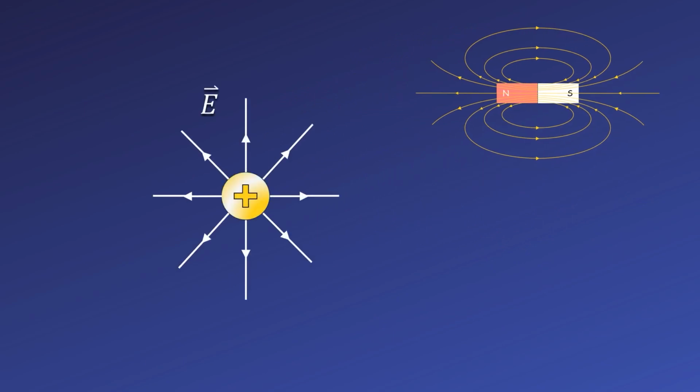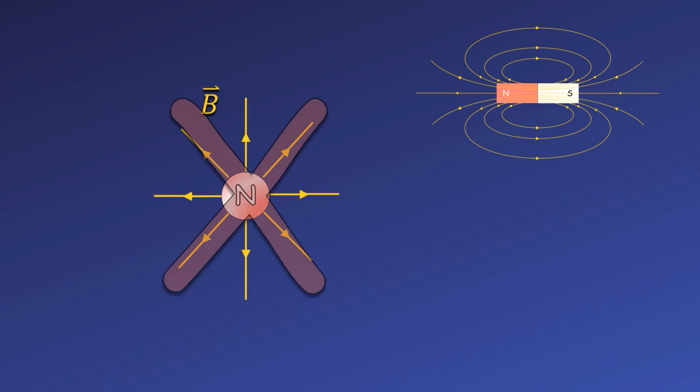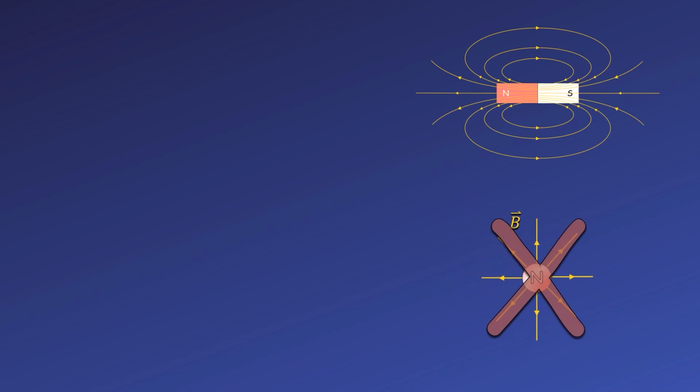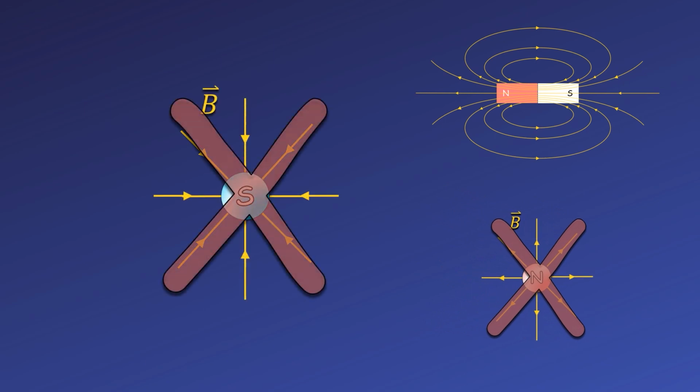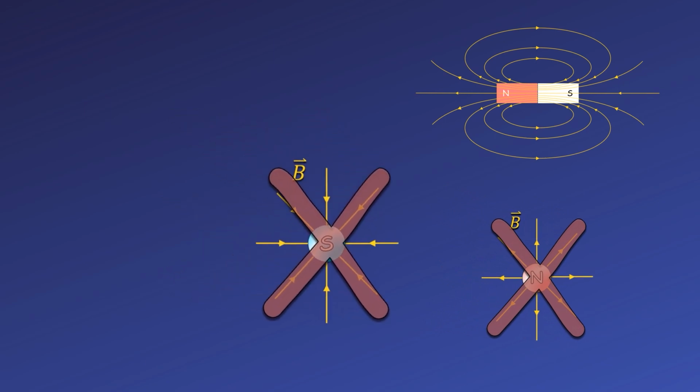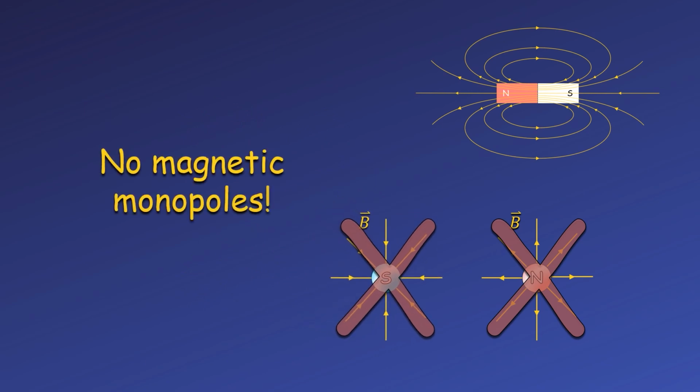In electricity, we had single positive point charges, which we could call a positive electric monopole, where the field lines move away in all directions. We also get negative point charges, or negative electric monopoles, with field lines going toward the charge. We don't get these single poles in magnetism. There is no lonely magnetic north pole producing magnetic field lines outward in all directions. There is also no lonely magnetic south pole producing magnetic field lines inward in all directions. In other words, there are no magnetic monopoles.